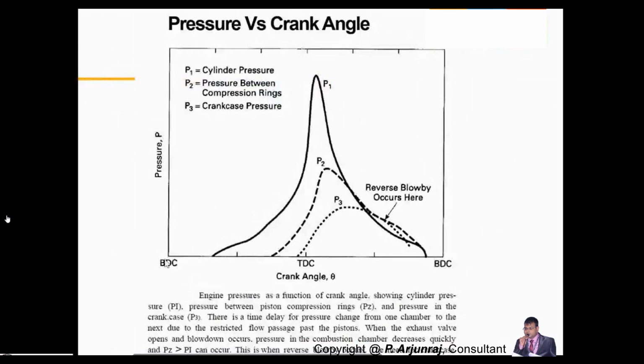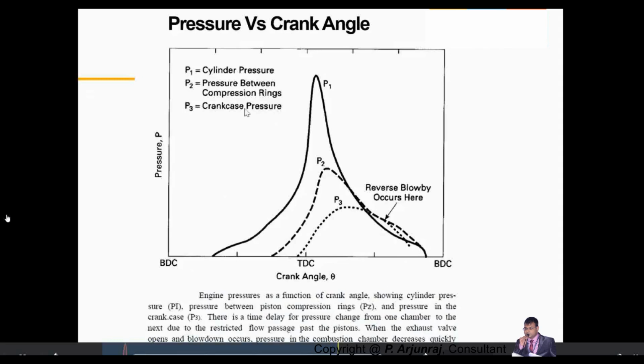During the combustion stroke, the pressure shoots up. The pressure goes to high pressure, which we call the peak cylinder pressure. So you have three different stages. One is the high peak cylinder pressure, the next one is the pressure between the compression rings, and the third one is the crankcase pressure. You have three types of ring in the piston: top ring, compression ring, and then the oil ring.